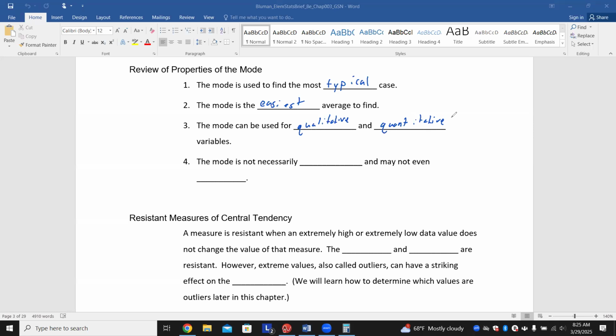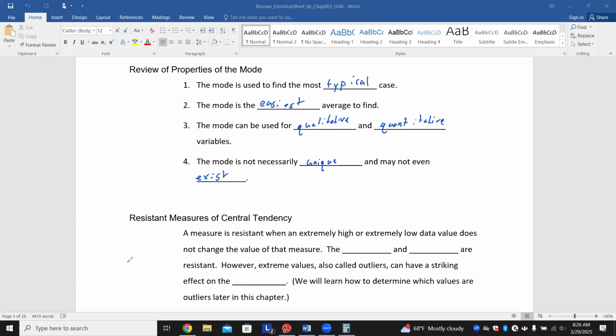And then the last one, the mode is again not necessarily unique and may not even exist. So again, we've seen modes have one answer, we've seen modes have two answers, we've seen modes have more than two answers, and we've also seen where the mode didn't have an answer at all. So it's not unique, and it also might not even work. Now, there are some modes that are unique, where it only has one answer, but not in every situation. All right, so let's look at example 8 here. Nope, my bad, this is just a little notes. We'll look at 8 here in a second.